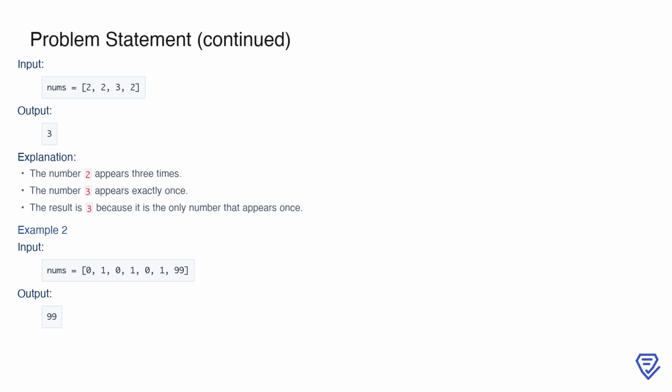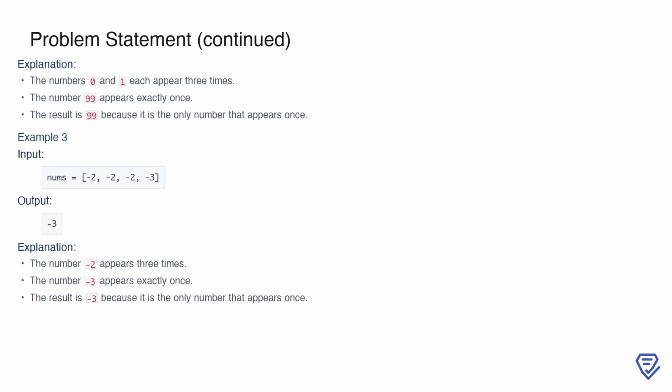For the input array nums equals 2, 2, 3, 2, the number 2 appears 3 times, while the number 3 appears exactly once. Hence, the output is 3, as it is the only number that does not repeat 3 times. Similarly, for the input nums equals 0, 1, 0, 1, 0, 1, 99, we see that the numbers 0 and 1 each occur 3 times. The number 99, on the other hand, appears only once, making it the result of this example.